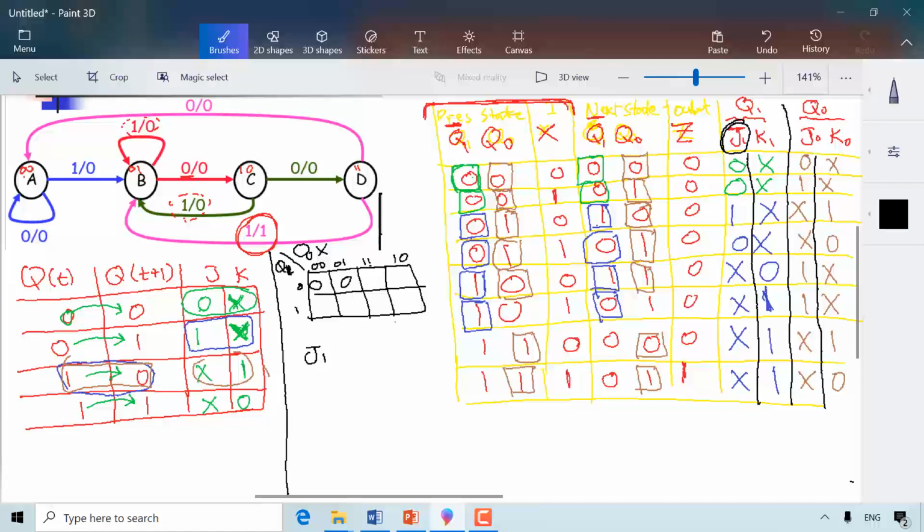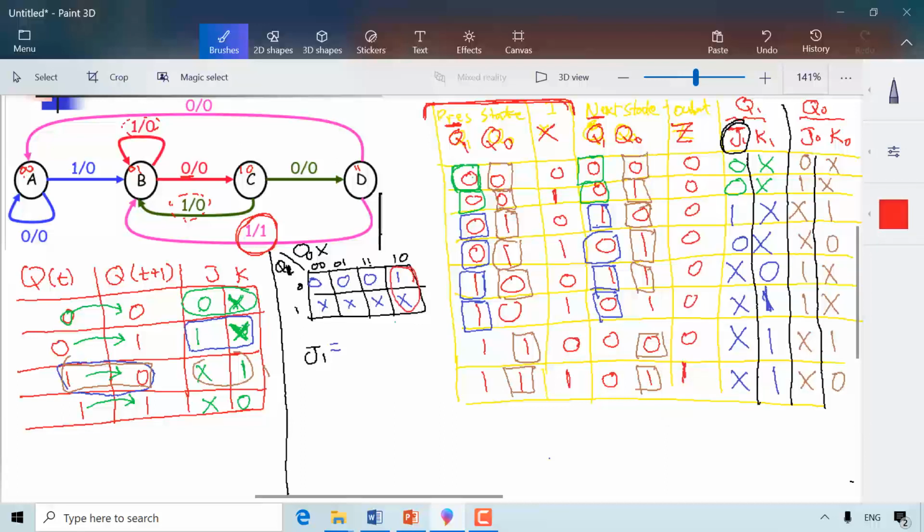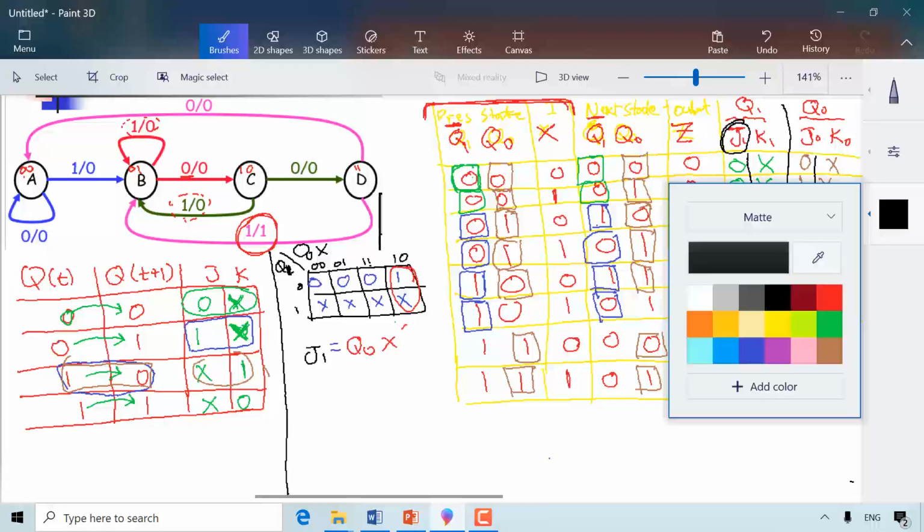0, right? Let's do this with this different color. Say for example, I have here 0, 0, 1, 0, okay, and x, x, x, x, x, x, x, x. Okay, so J1 equals what now? Well, it turns out I can do a minimization right here. I can combine this for minimization, and that gives me Q0 x prime. This is for J1.